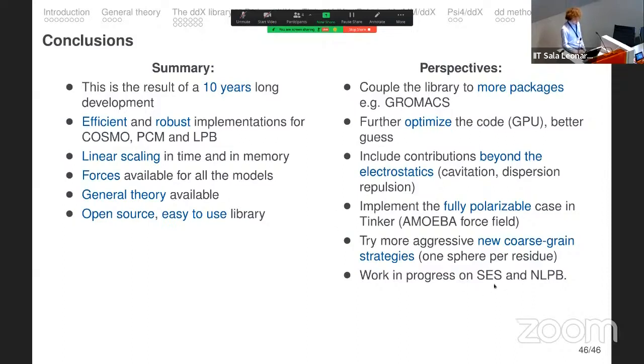And we also had some pilot implementation of the SES surface and of the nonlinear Poisson-Boltzmann, but those are still pilot implementations, so probably it will take a lot of work to put them in the production library. So this was all. Thanks for the attention. Thank you.